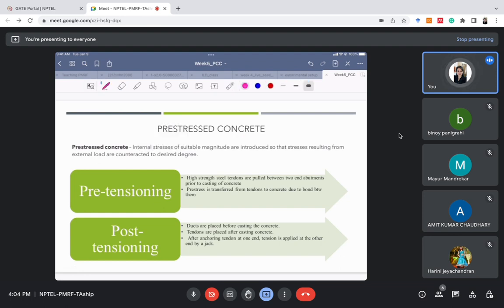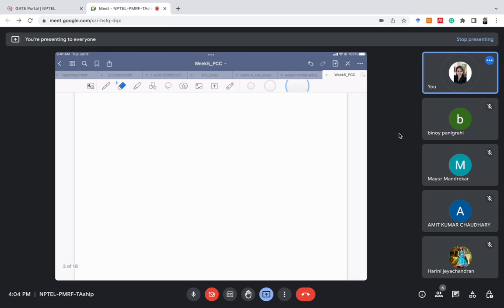So, what is pre-stressed concrete? Basically, in pre-stressed concrete, we introduce internal stresses of suitable magnitude so that stresses resulting from the external loads are counteracted to a desired degree. To explain it better, let me draw one figure.